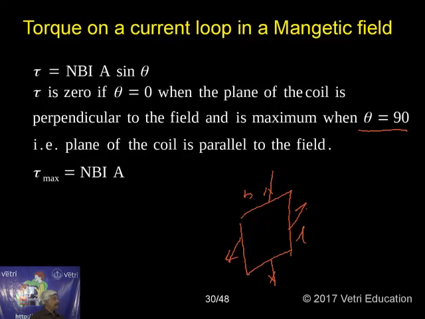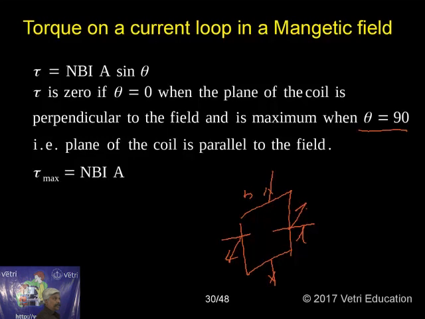So here we have to enter this perpendicular to the field. That is, when the plane of the coil is perpendicular to the field, because the field is always acting perpendicular. This is the direction of the field. So the angle between these two becomes 0, or the angle between these two is 90.